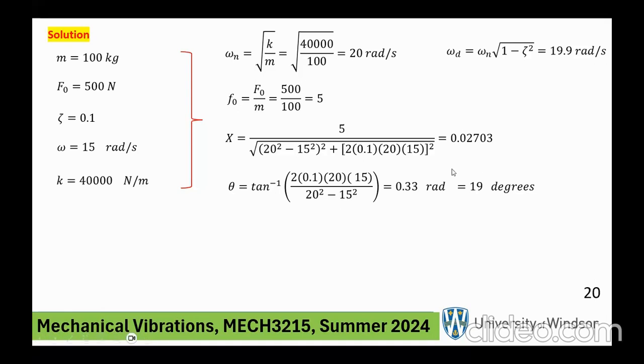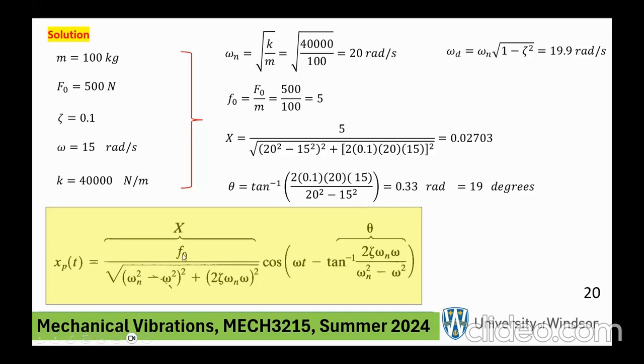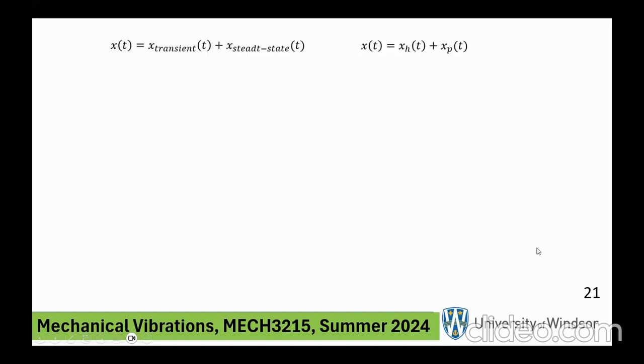Now we can write the whole solution for the particular. We just found the big X. We just found theta. This omega is the same as the driving frequency, 15. It's just a matter of plugging it in. So notice that I have also done the homogeneous one for you, the dying down solution. The steady state solution is right here. This is the steady state solution.